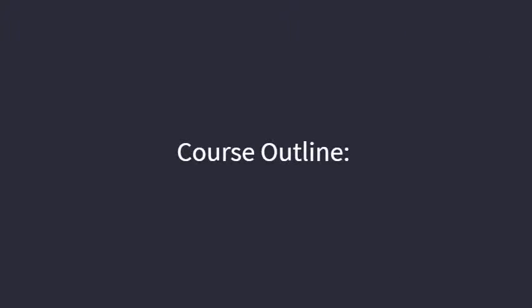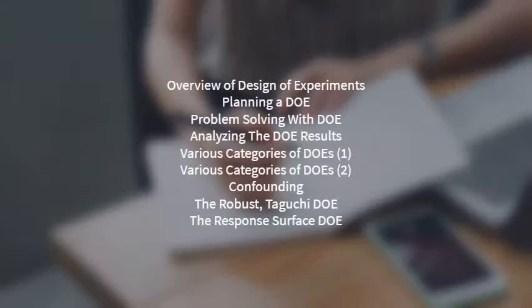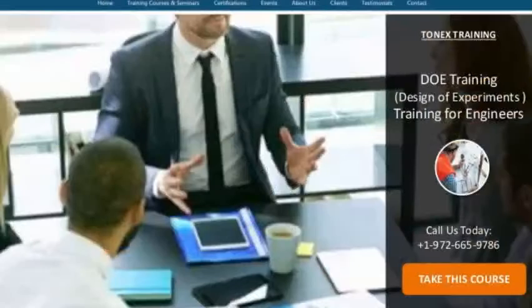Course outline. Overview of design of experiments. Planning of DOE. Problem solving with DOE. Analyzing the DOE results. Various categories of DOEs, 1 and 2. Confounding. The robust Taguchi DOE. The response surface DOE.